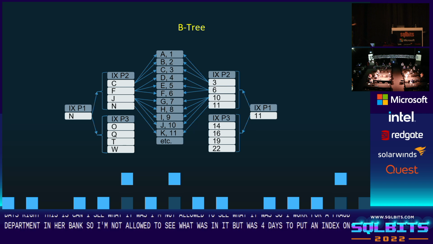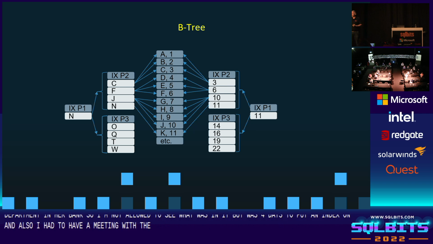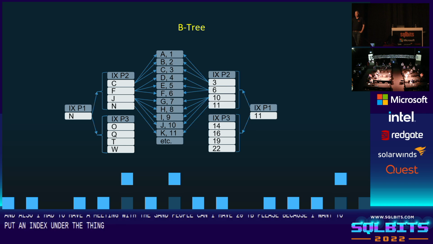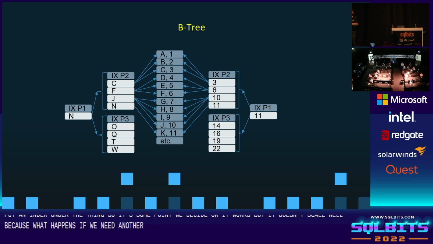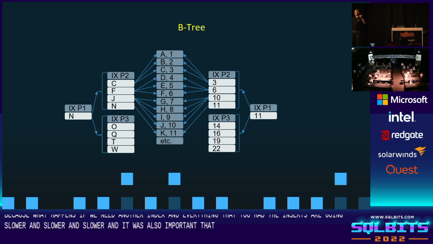And I also had to have a meeting with the SAN people. Can I have 20 terabytes, please? Because I want to put an index on the thing. So at some point, we decided, okay, it works, but it doesn't scale well, because what happens if we need another index? Every index you add, the inserts go slower and slower. And it was also important that the system stays up to date. So we moved it to the cloud.